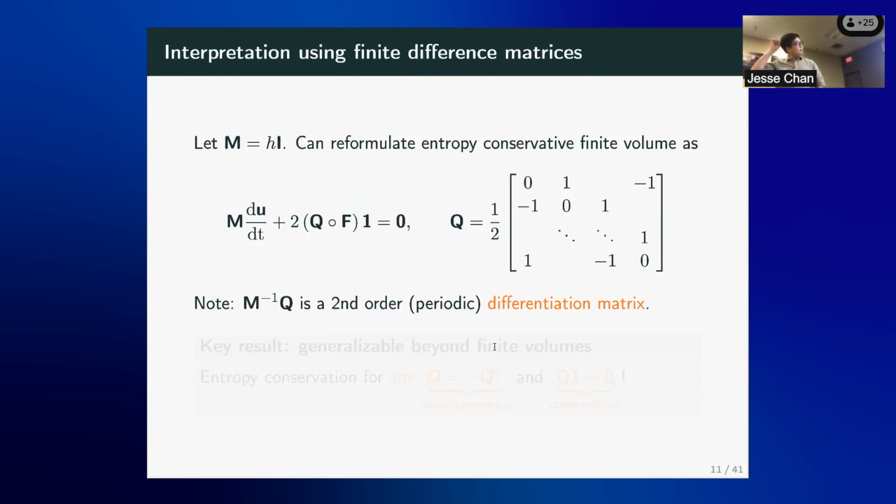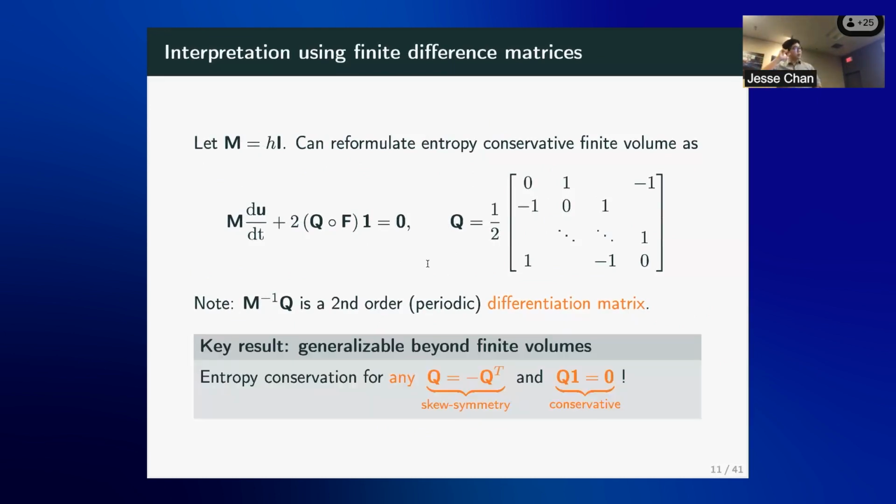But the main theoretical result I'm trying to emphasize here is if I take my finite volume scheme, I can actually reformulate it in this more general matrix form, where I have some mass matrix, H times the identity, plus this Hadamard product term. And this is entirely an algebraic reformulation of finite volumes. And if you look closely, then this Q is a second order periodic differentiation matrix.